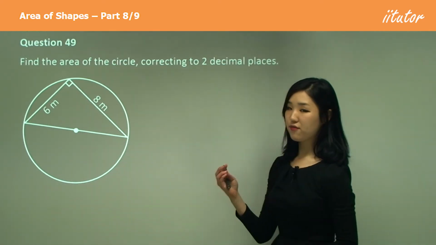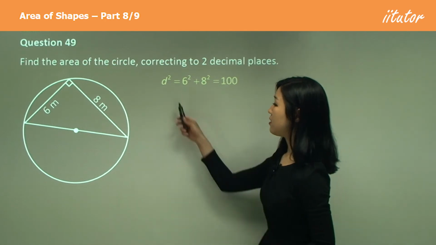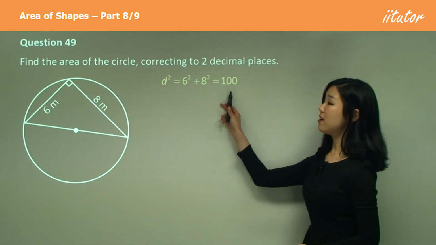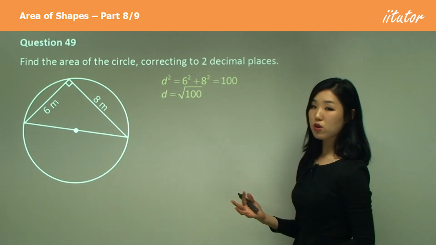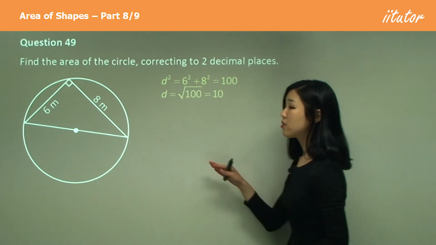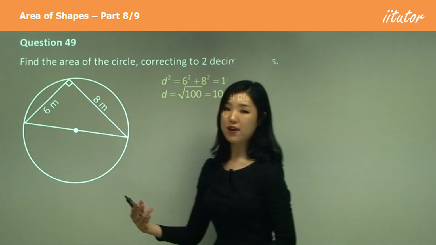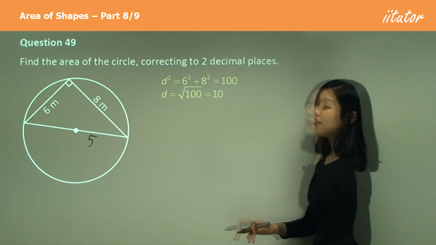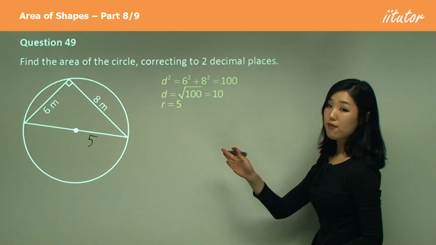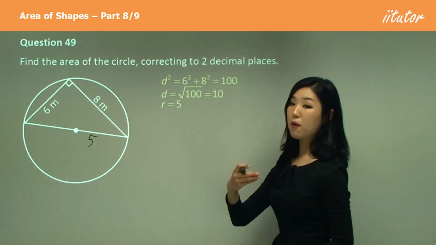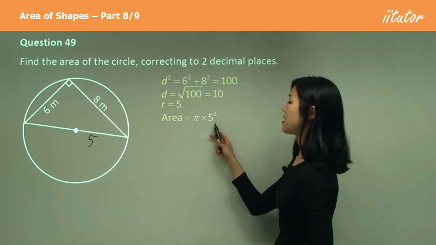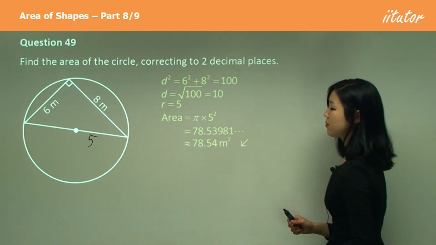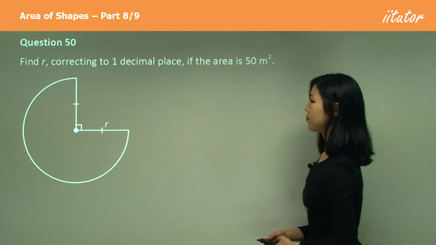So what I'll do is first find the diameter. So I'll do diameter squared is 6 squared plus 8 squared, which will give you 100. Therefore, d is going to be square root of 100, which gives you 10. So the diameter is 10. So what's the radius? Radius must be half of it, which is 5. To find the area of the circle, we need to do pi r squared. So I'm just going to do pi times 5 squared, which is something like this. And to 2 decimal places, that is your answer.